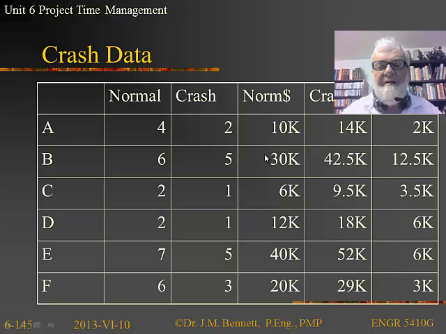Similarly with B, it's going to cost me $30,000 to do it in 6 weeks, so I can do it in 5 weeks for an extra $2,500. Ooh, that's expensive. That's 12.5. And if we go through all of these guys down here, the crash per week for doing it, we would start off with the very lowest one.